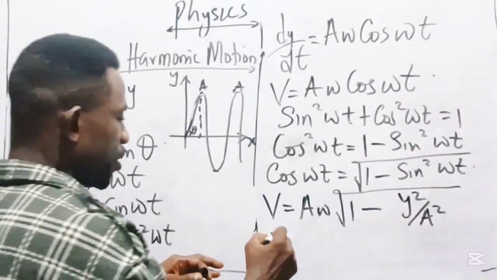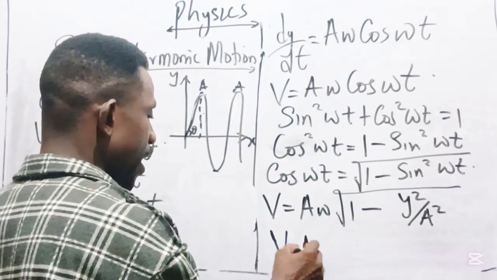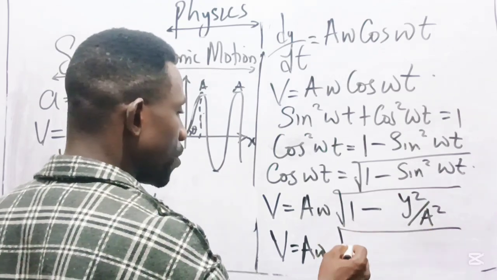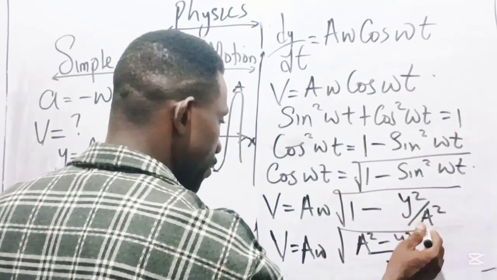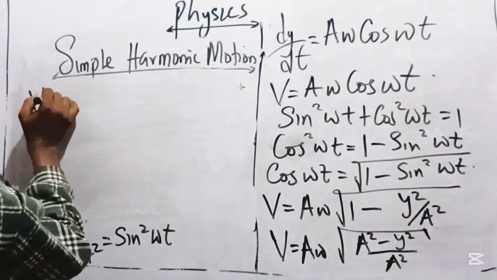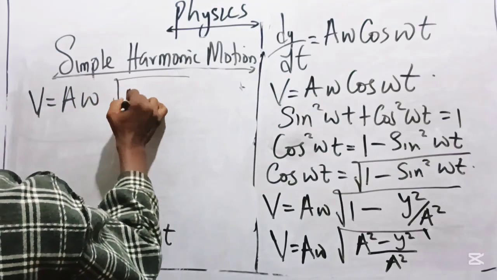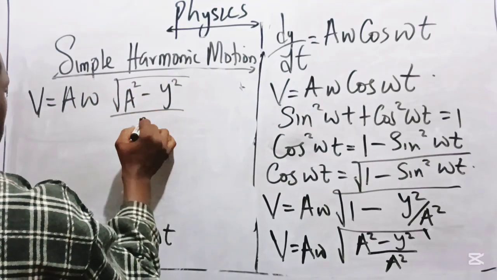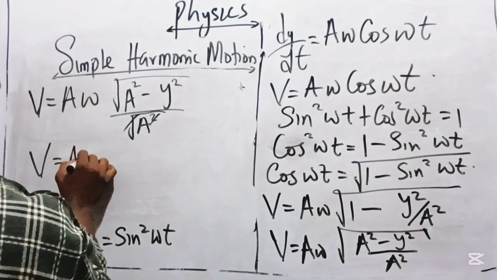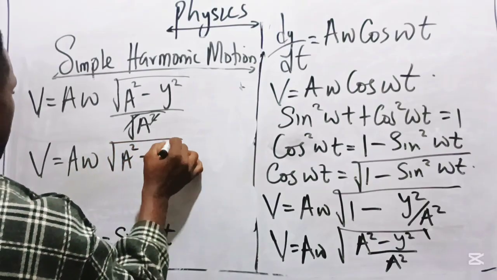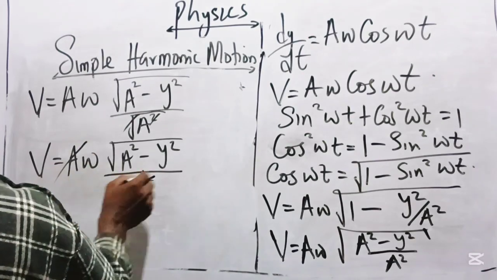So from here, we already know that v, which is the velocity of a body exhibiting simple harmonic motion, is equal to aw, square root of, now what's the other one? a squared minus y squared. Then using this, we have a squared minus y squared all over square root of a squared. This can cancel out this, and we have v is equal to aw square root of a squared minus y squared all over a. So that we can now say that a cancels out a.